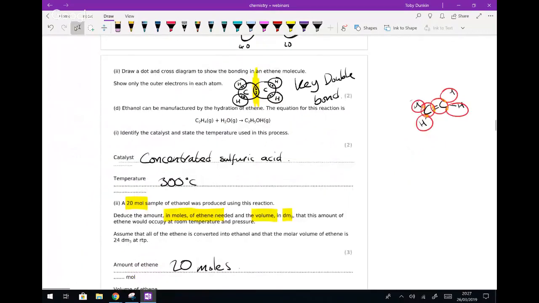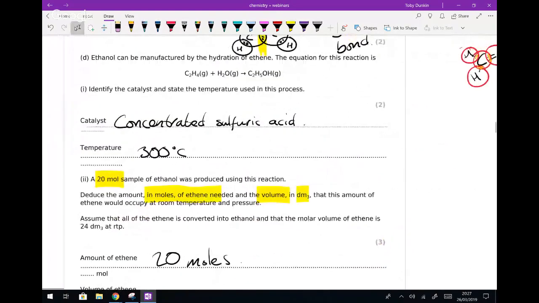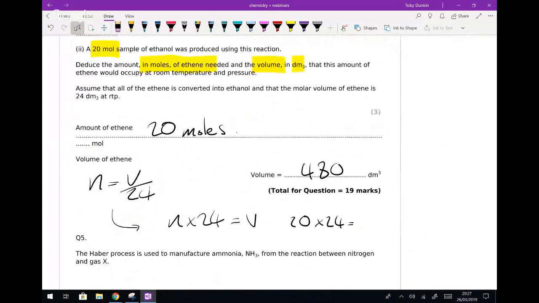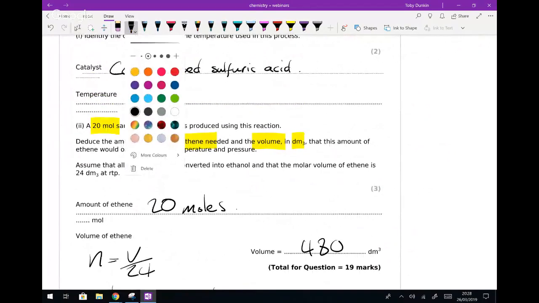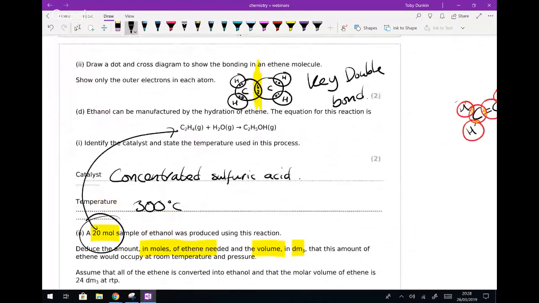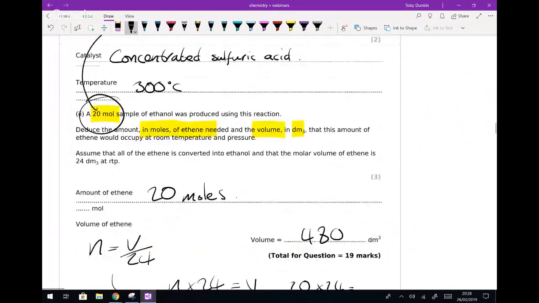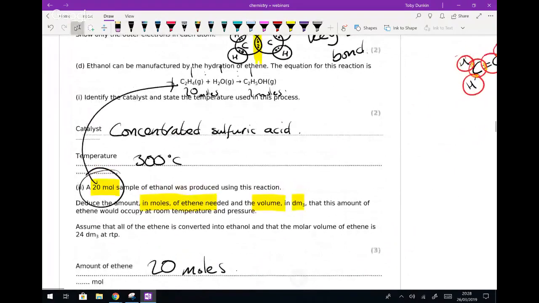Right, state the process, state the catalyst: concentrated sulfuric acid, and a temperature of 300. They gave you a nice, easy moles question. I like this one. They told you 20 moles, and you just go, I had 20 moles of ethene. What's the ratio? 1 to 1 to 1. That means if I had 20 moles of that, then I'm going to make 20 moles of that. That's easy enough. So there was the answer, the moles of ethene.